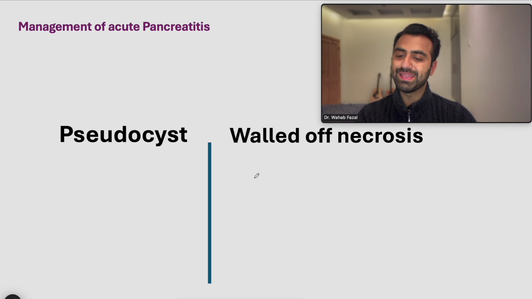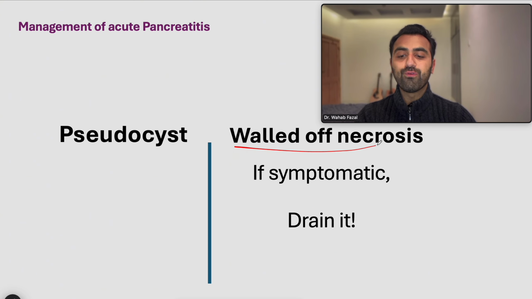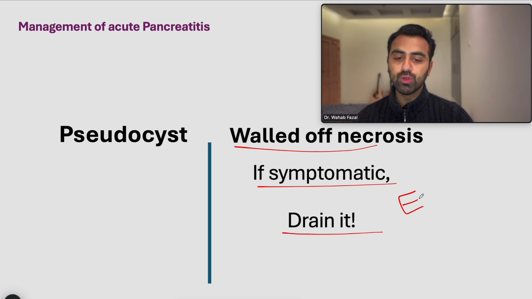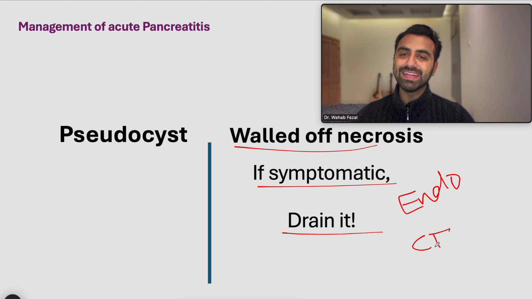And how do you treat them both? Well, if walled-off necrosis, or WON, is symptomatic, you drain it. Preferably you do it endoscopically. But if that is not feasible, you do it CT-guided percutaneously with the help of an interventional radiologist.